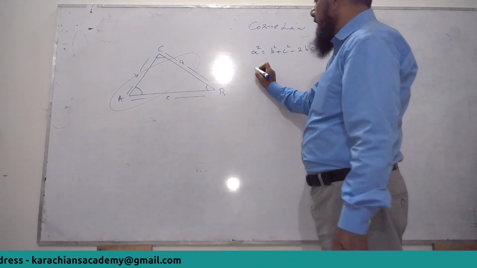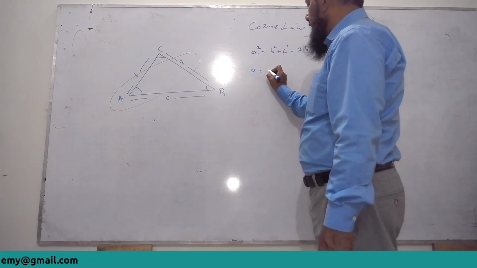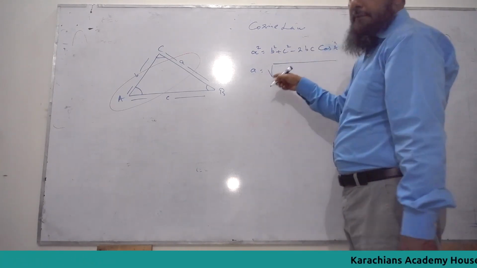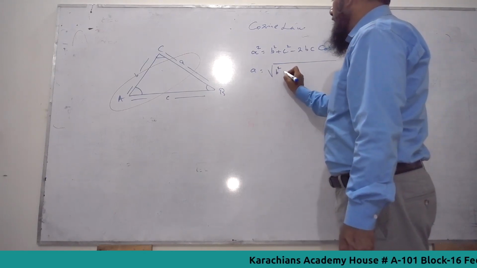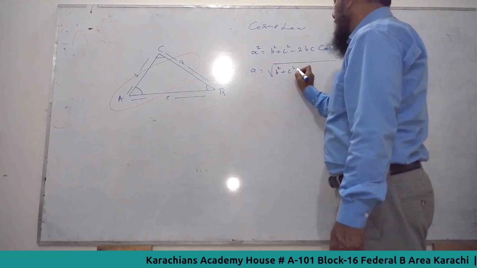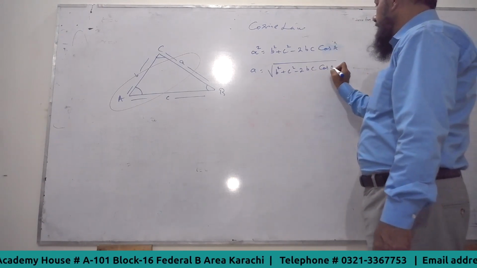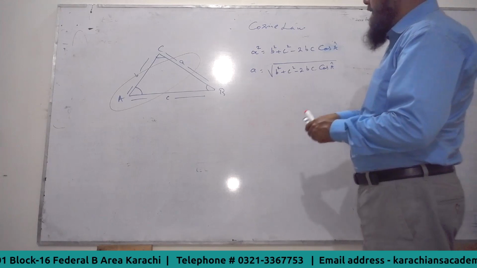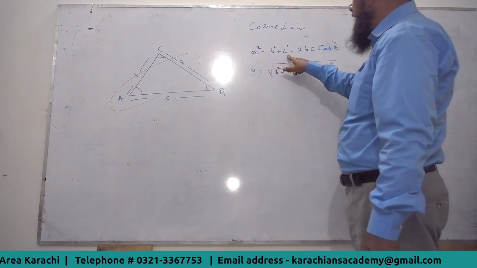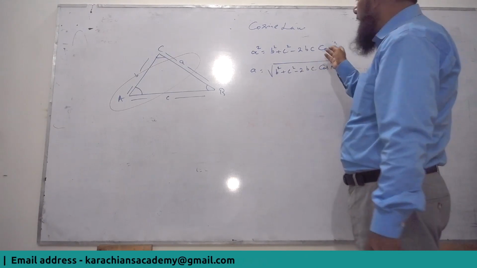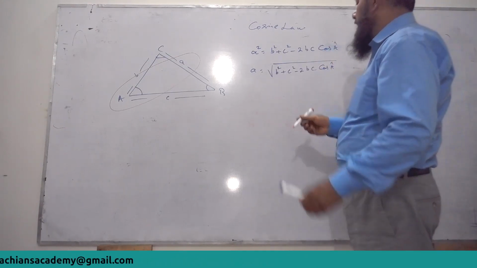And if you want to find the value of a, then definitely you will have to take the square root, and you will set all these values inside the square root. It becomes the square root of b squared plus c squared minus 2bc cosine of A. So again, it can be seen that we have three sides a, b, and c, and an angle. So you may make any of them the subject, and then you can find its value.